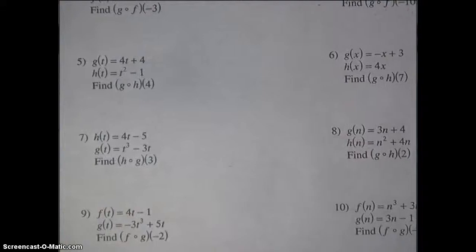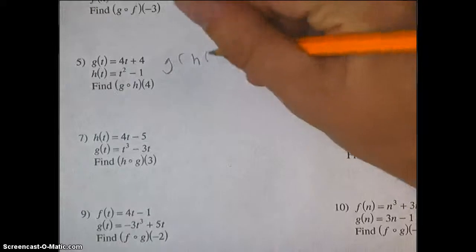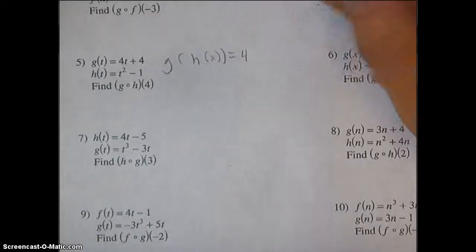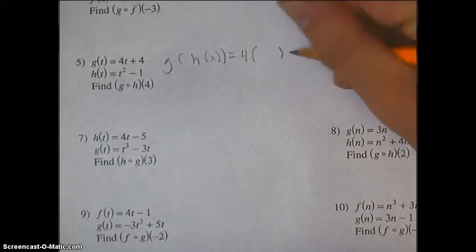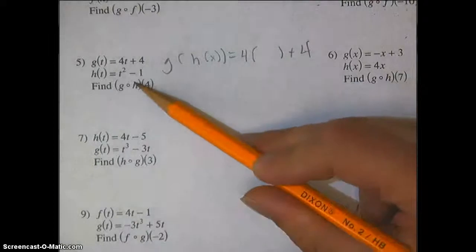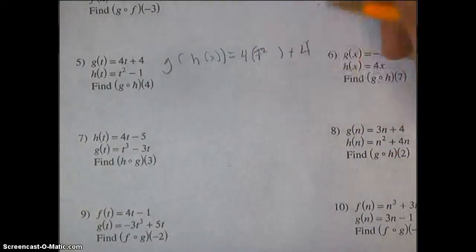Again we're going to find g of h of x. So I like to write that like this: g of h of x. You start with g, got your 4. Everywhere you see a t, put some parentheses, and I get a plus 4. Inside the parentheses, we're going to write h of x. So that's t squared, and use capital T, minus 1.